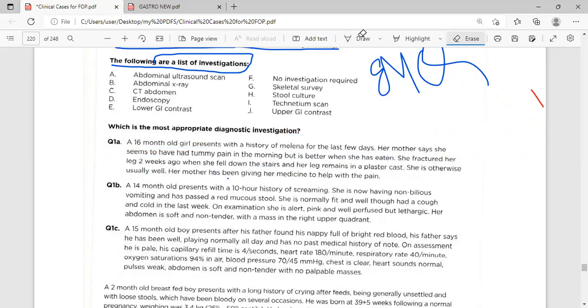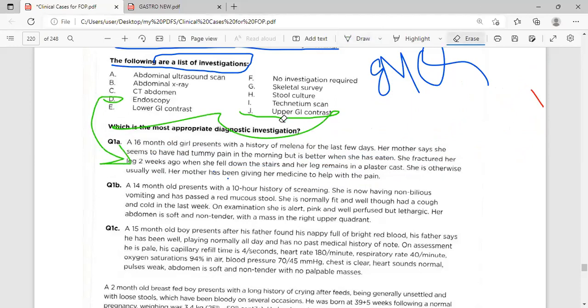From the options given, this is an EMQ. We have to choose the option. What is your choice of investigation? Endoscopy. Stool culture. Usually we'll do upper GIT endoscopy. That is our choice of investigation. So our first answer is endoscopy, D.